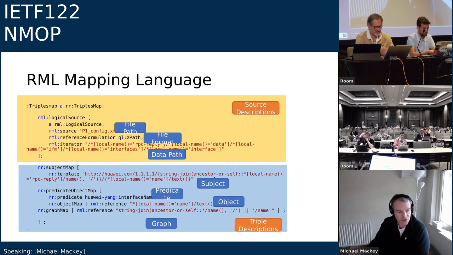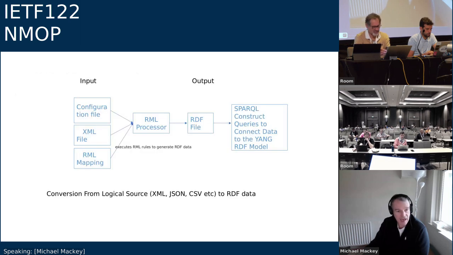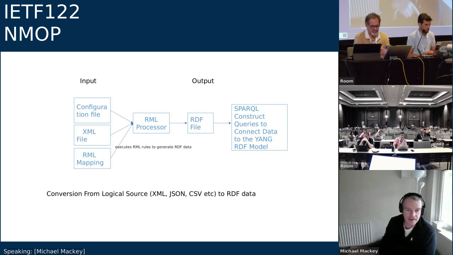Subject, predicate, and object. You can see here it's iterating through an interface, and it's mapping out the values. This is the format we have. So you've got a mapping file, an RML mapping file, and the configuration, or any XML, but in our case it's an account dump of the device, and we get RDF out, and then we use some SPARQL. SPARQL is the query language for RDF. So we use some SPARQL CONSTRUCT queries. These are adding relationships back to what we did in Dublin.